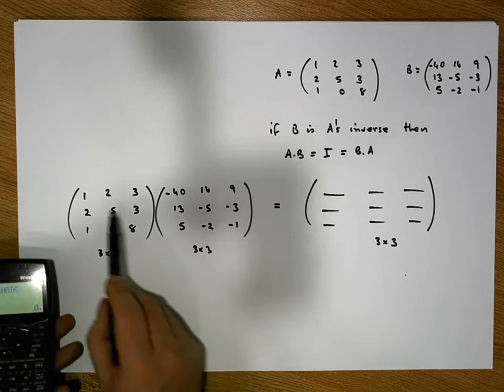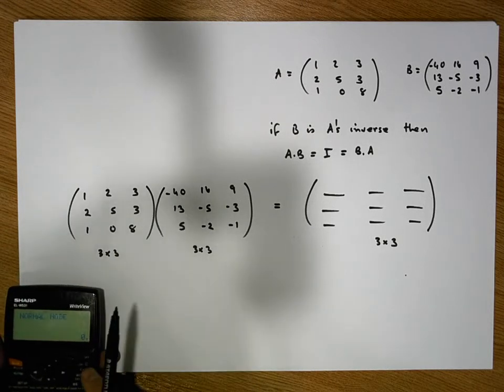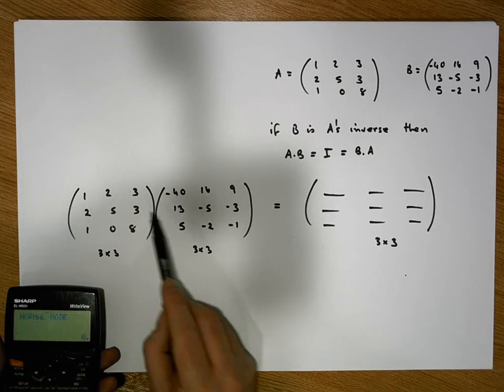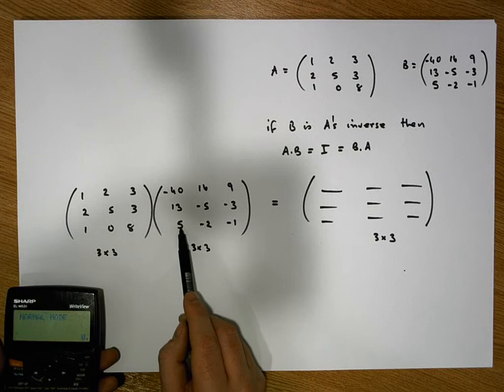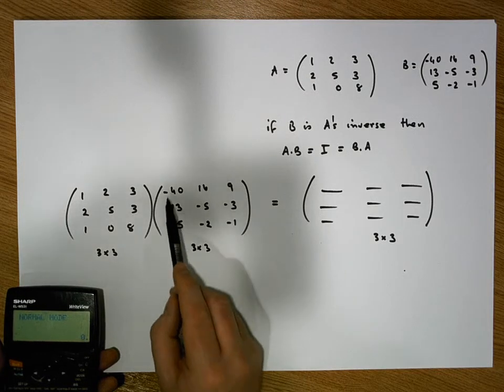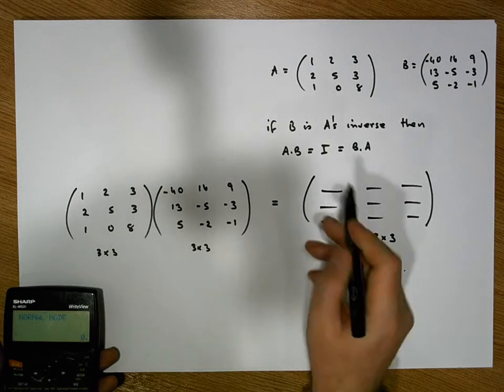So the first row times the first column will be 1 times minus 40 gives us a minus 40. 2 times 13 gives us a 26. 3 times 5 gives us a 15. So we have 26 and 15 gives us 41. Minus the 40 gives us a value of 1.